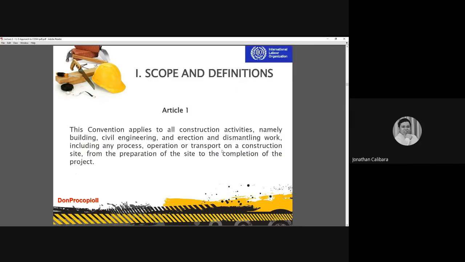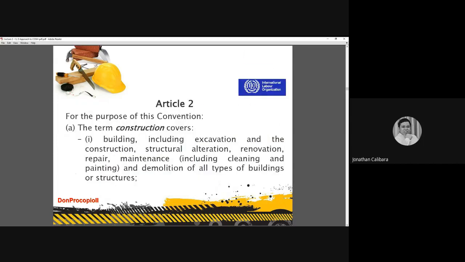1988. Okay, let's go to Article 1. In Article 1, we have to define the convention. The word convention means there is a new trend: find a solution, suggest the solutions, adapt the solutions, and practice the solutions. So that is Article 1.